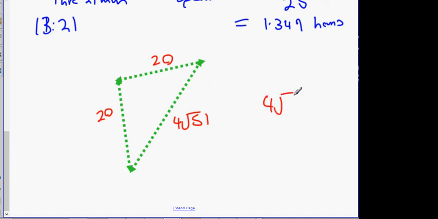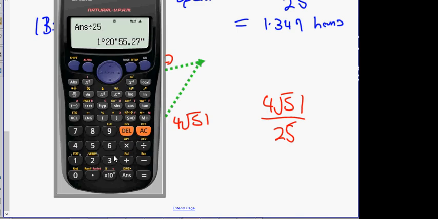So it's going to be 4 root 51 divided by 25. Into your calculator: 4 root 51 divided by 25. And what we get here is 1.14. Press the change button: 1 hour, 8 minutes and 33 seconds.